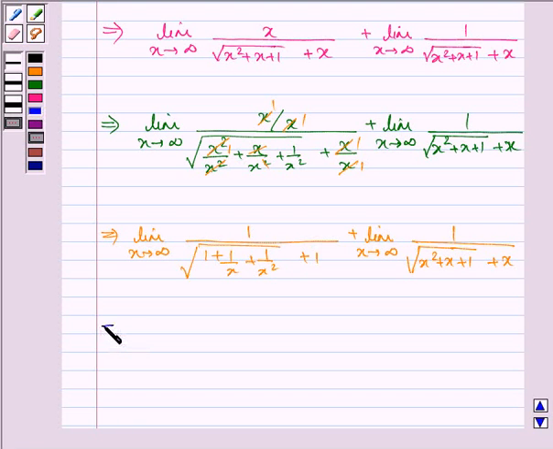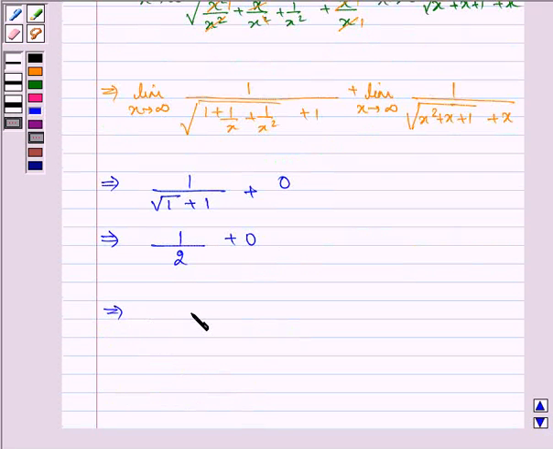Further, on using the limits, now we are left with 1 upon √(1 + 1 + 0), which further implies 1 upon 2 plus 0, which is further equal to 1 upon 2. So this is the required answer to the given question.